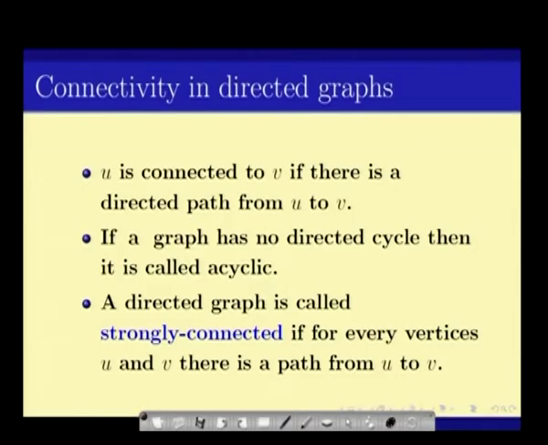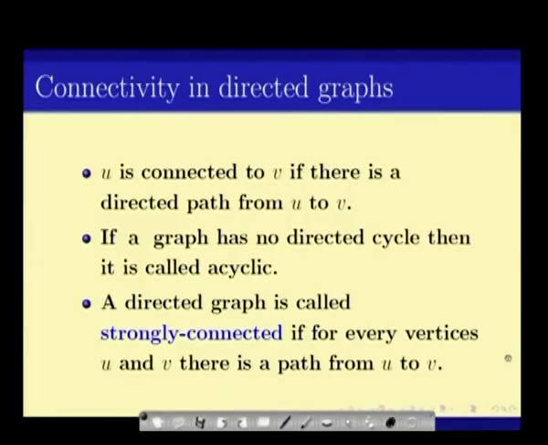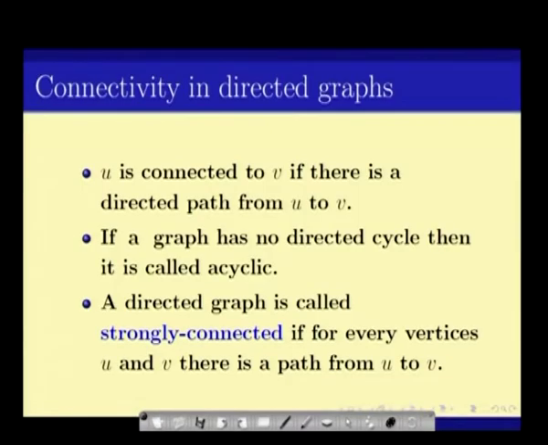A cycle is a directed path starting from a vertex and ending at itself. If a directed graph has no directed cycle, then it is called acyclic. Here also the concept of connected components is not clear, because if u is connected to v and v is connected to u, these are not if and only if conditions. So u can be connected to v, but v may not be connected to u. So, we say a set of vertices is strongly connected if for any pair u, v there is a path from u to v and there is a path from v to u.